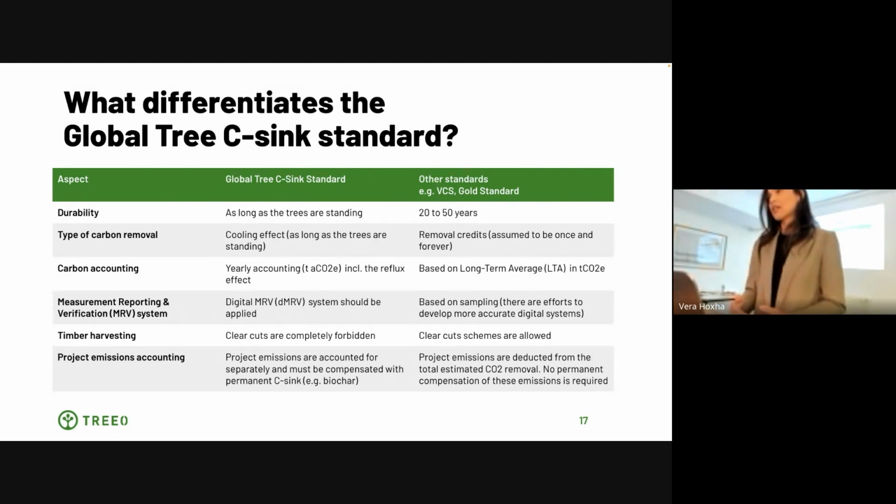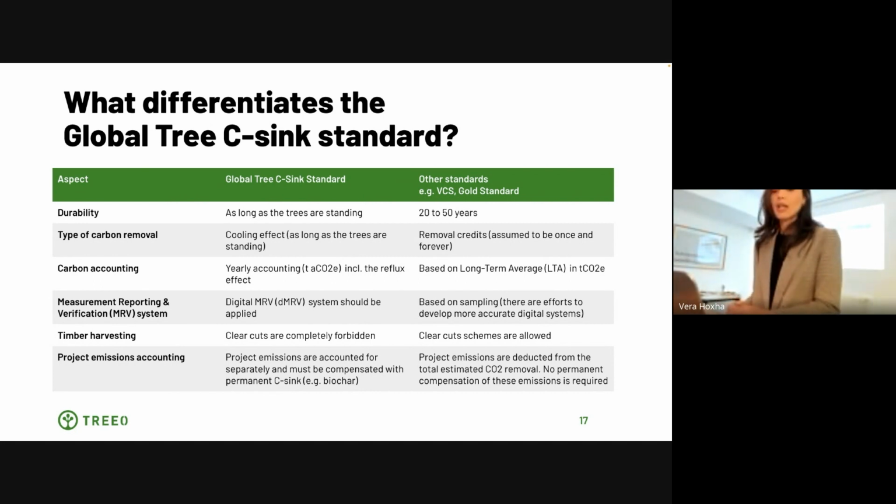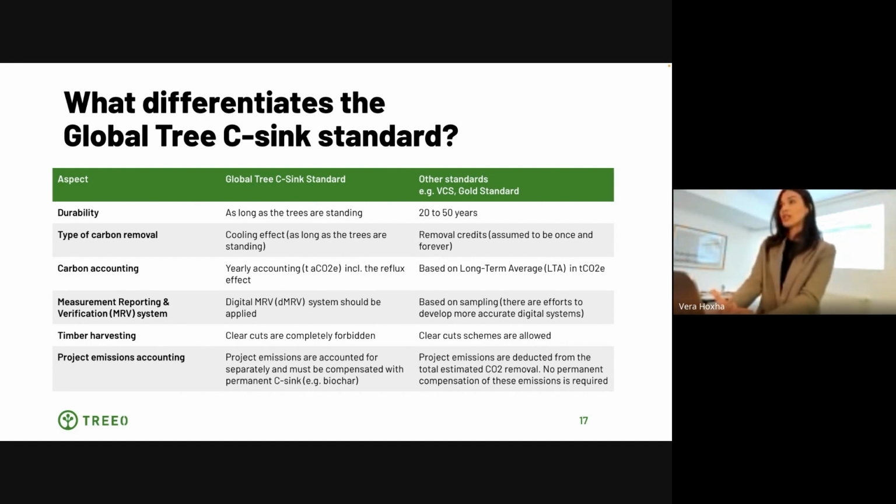While the traditional credits, as mentioned before, are assumed to happen once and forever. So you calculate the project potential of carbon and you sell it, and you assume that for a project design of 50 years, your carbon is completely removed. The third aspect is the carbon accounting. So we are talking here about a yearly accounting of the cooling effect in annual tons of CO2 equivalent.